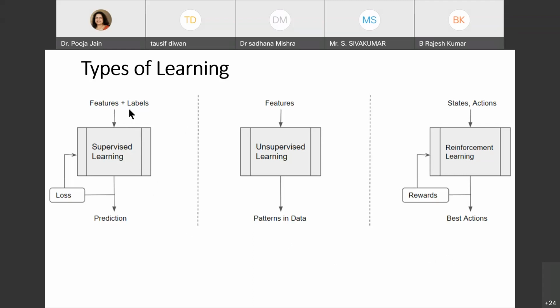So here we just provide as input features plus label. Okay, and this output is the prediction. In unsupervised, we give input as features and we find patterns in the data. However, in reinforcement learning, some sort of actions and a set of states are given as input, which is further accumulated in the form of a reward, and we will find the best action suited for the process.